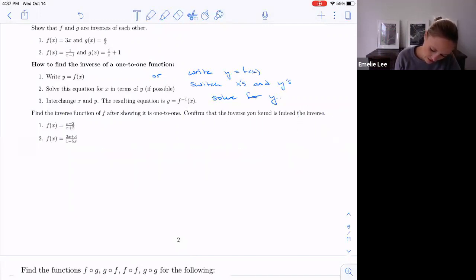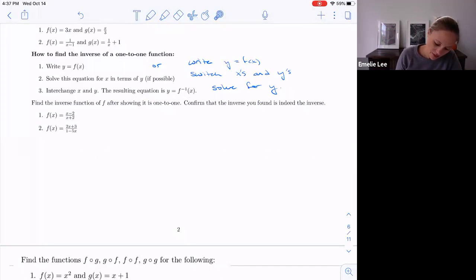So here, find the inverse of the function. We've got two functions that we're going to deal with. Find the inverse of the function f after showing that it's one-to-one. So first we have to show that these two are both one-to-one. Then we're going to confirm that the inverse you found is indeed the inverse. How do we do that? Well, we have to show that f composed with the inverse is equal to x, and the inverse composed with f is equal to x. And that's what we've been building up to this whole time, right?